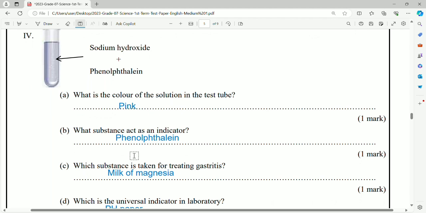What substance acts as an indicator? Here phenolphthalein is the indicator. Indicator means a substance which shows one color in acids and another color in bases. It's known as the indicator. So phenolphthalein is the indicator to identify whether the sodium hydroxide is a base or an acid.